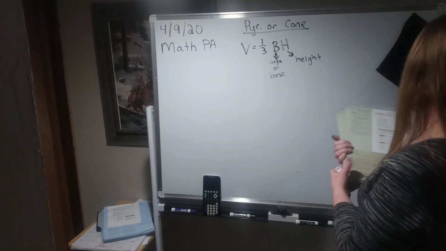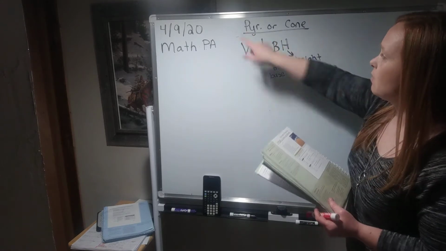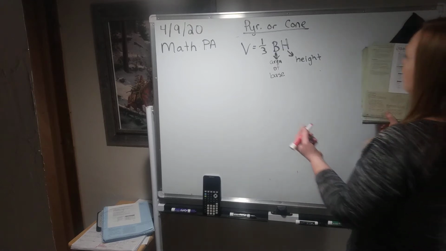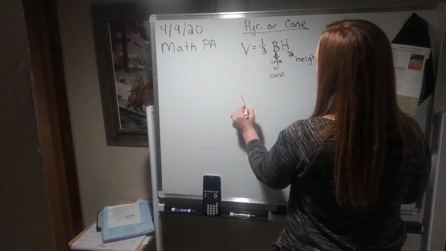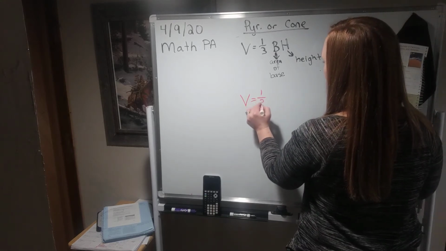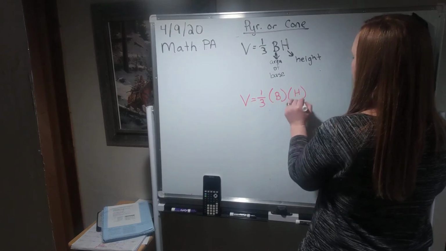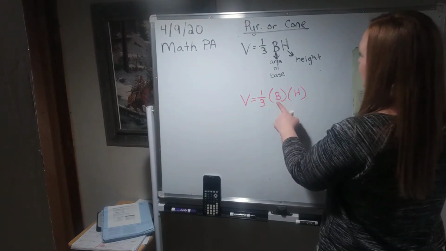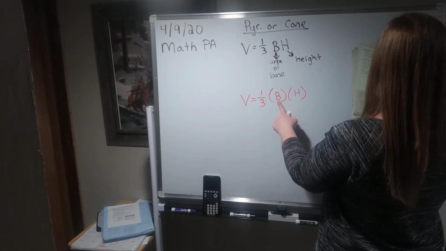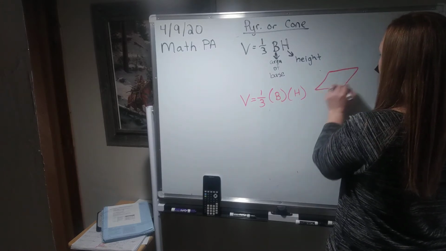Example 1 says, find the volume of the square pyramid. Okay, so we have a pyramid here, and we're going to find the volume. So I'm going to use my formula here. I'm going to go ahead and put 1/3 base, area of the base times the height. So remember, it's not just the base, it's the area of the base. Well, let's look at our picture. It looks like the base has a length and a width of 8 and 8.